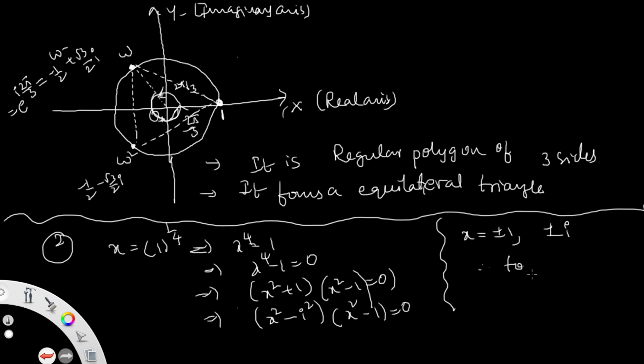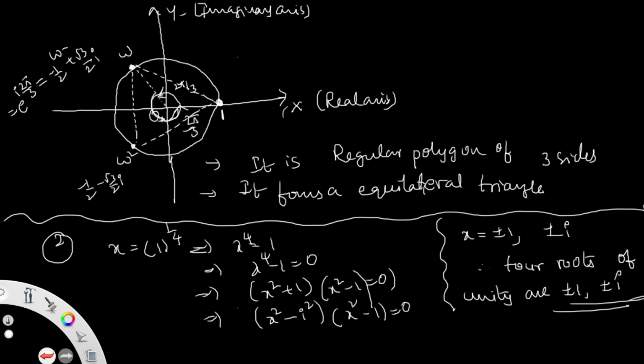Therefore the four roots of unity are plus or minus 1 and plus or minus i. So the roots are plus 1, minus 1, plus i and minus i. These are the fourth roots of unity, whereas the cube roots of unity are 1, omega and omega square.